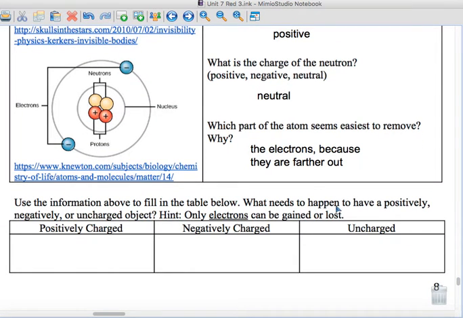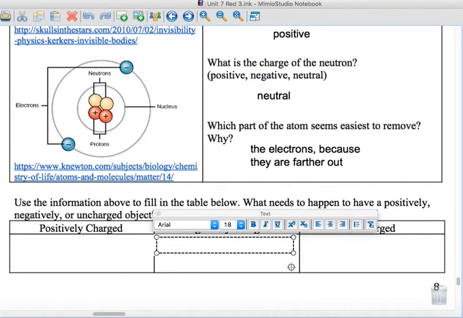What needs to happen to have a positively, negatively, or uncharged object? Hint, only electrons can be gained or lost. So for this, I'm assuming that we start off with a neutral object. Most objects that we can see in the room are neutral. They don't have charge. So if we want it to become positively charged, actually let's start with negative. If we want it to become negatively charged, we need to add electrons to the object.